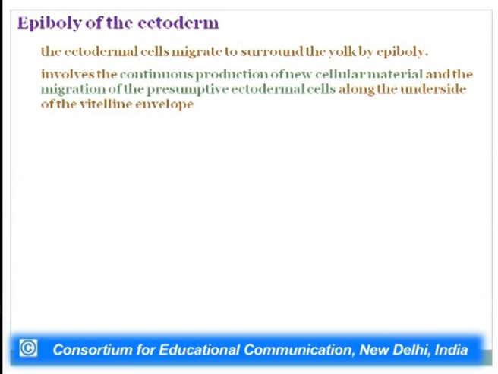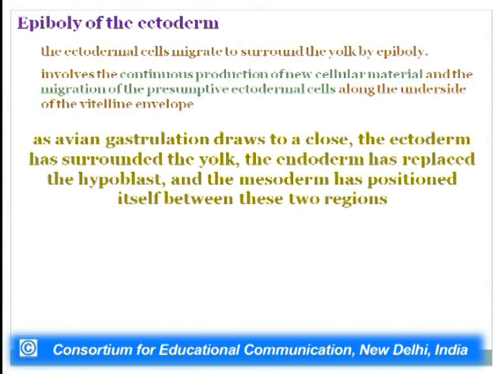the entire underlying layers which have been forming, and that is basically the ectodermal layer. So, as avian gastrulation draws to a close, the ectoderm has surrounded the yolk, the endoderm has replaced the hypoblast or the endoblast, and the mesoderm has positioned itself between these two regions, and therefore the three germ layers have been formed in the case of avians. So this is how the formation of the germ layers occurs.